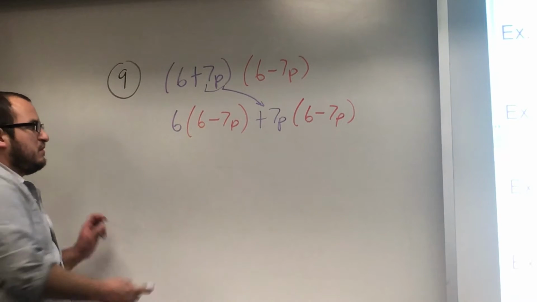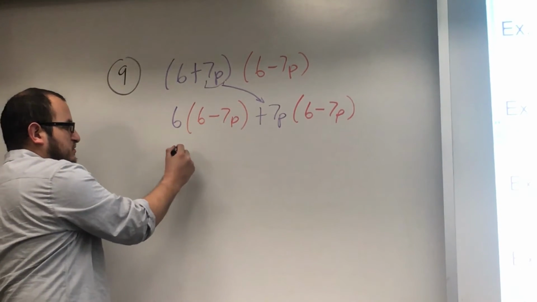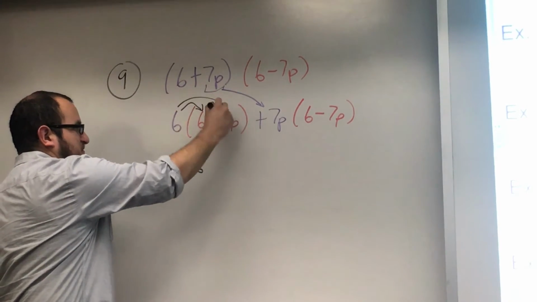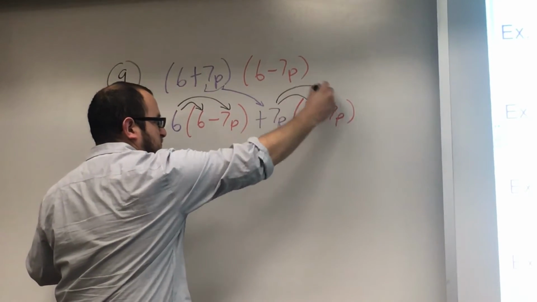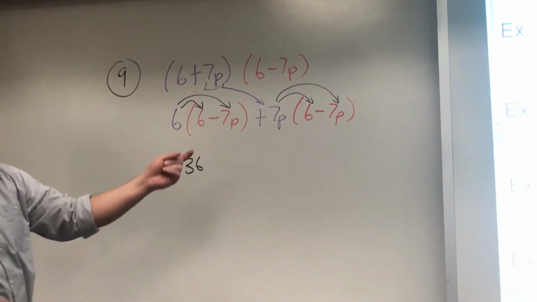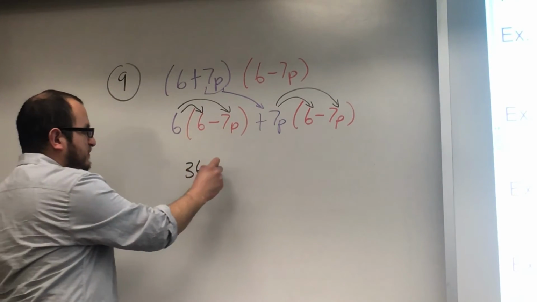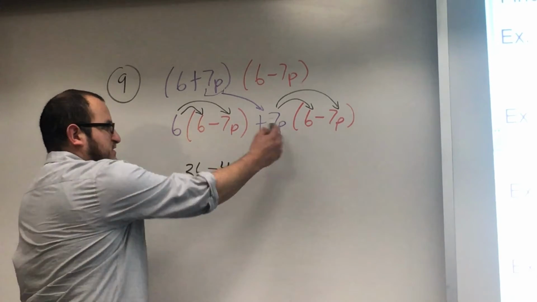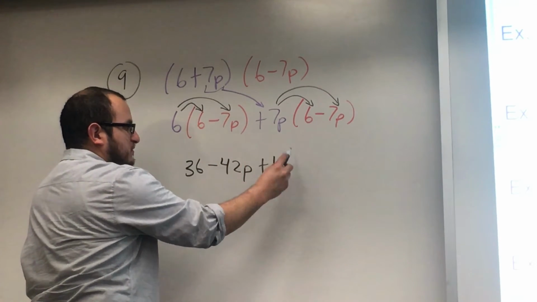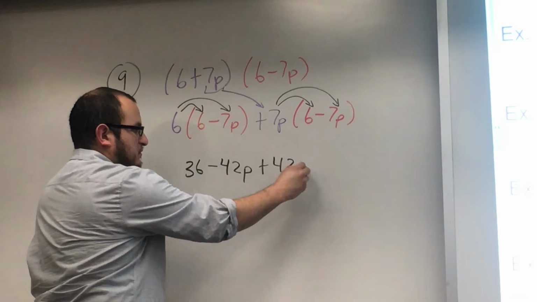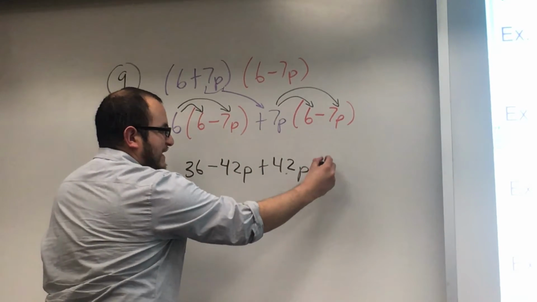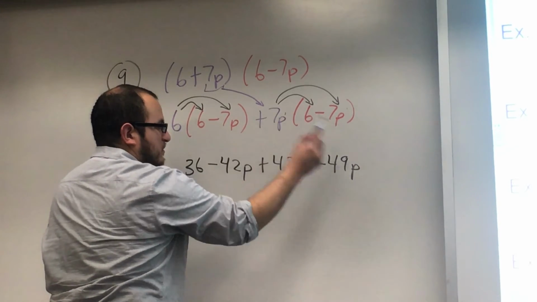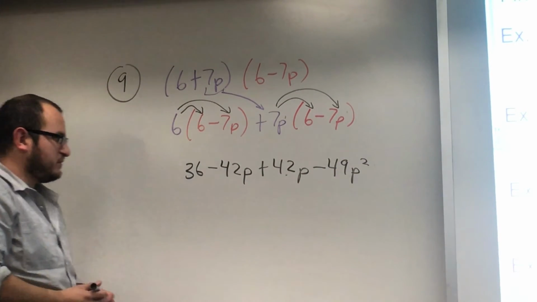All right, so 6 times 6 is 12. No, sorry, 36. 6 times 6 is 36. 6 times negative 7p is negative 42p. Same thing here, 7p times 6 is still 42p. And then 7p times negative 7p is negative 49p squared. There's 1p here, 1p here. That gives me p squared.